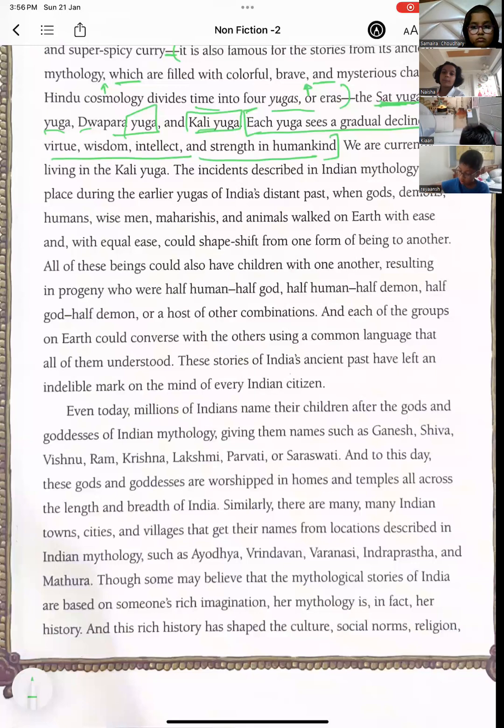Next. Okay, though some may believe that mythological stories of India are based on someone's rich imagination, which means it's completely fictional. Some people believe Hindu mythology is fictional, and that is why we were having that debate, which genre is Hindu mythology, correct? Because no one has ever seen it. It's someone's rich imagination. I mean, how vivid their imagination would be that they made such a good story.